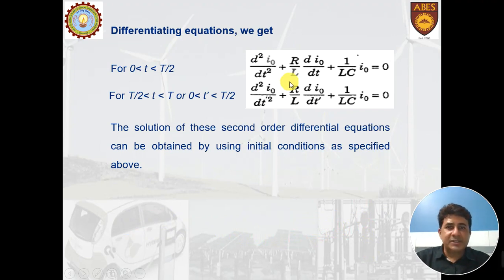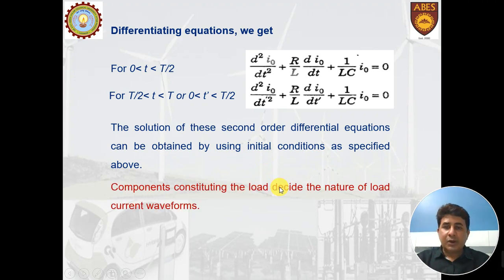Now, if we differentiate these equations, we get these two equations, and by solving these two equations, we can get the value of the current. So these equations can be further solved to get the equations for the currents. Now, the components which are connected in the load will only decide the nature of the load current waveform. So let us see how the load current waveform will vary if the load is varied.